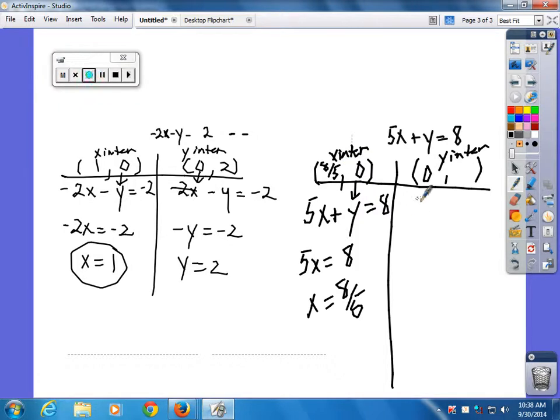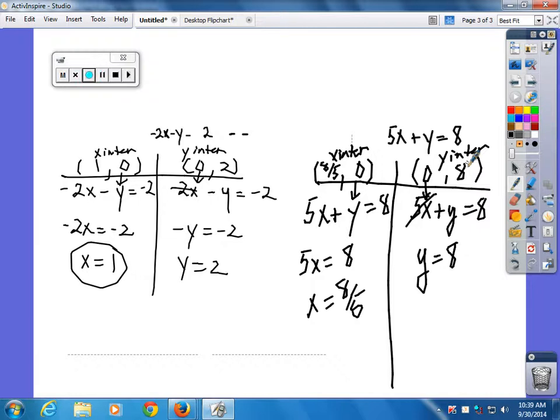5x plus y is equal to 8. Put 0 in for x, it takes out the x term, and you're left with what? So the intercepts for the first line are 1, 0 and 0, 2. The x-intercept for this line is 1 and 3/5, and the y-intercept is 0 and 8.